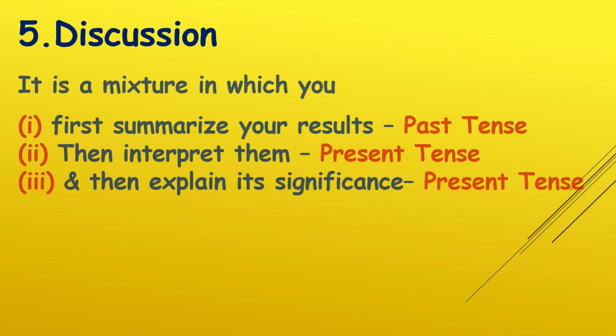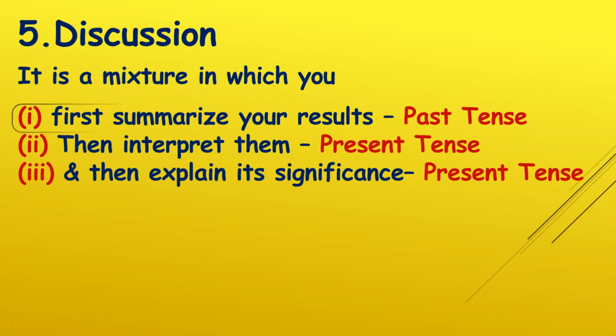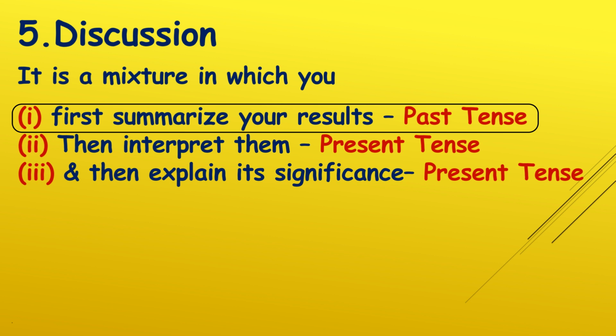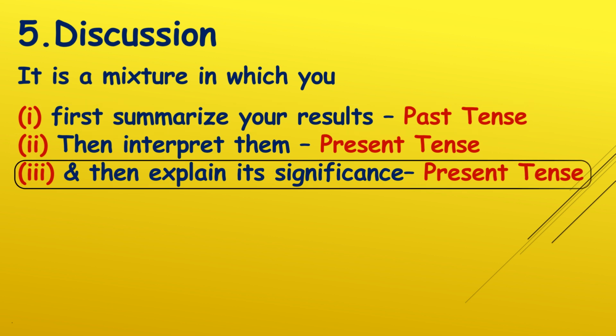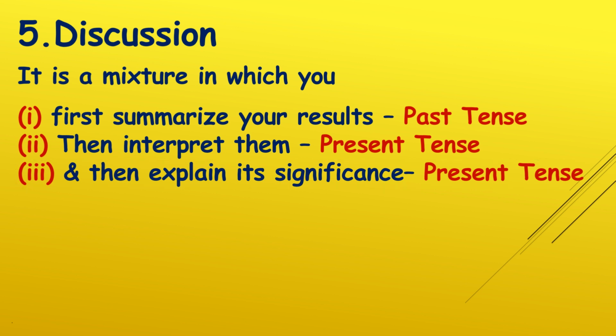First of all, in each discussion you have three major parts. It is a mixture in which you first summarize your results, then you interpret your results and then explain the significance of your results. Just because you obtained your results in the past, we summarize our results in the past. The interpretation we do in present tense and then explain its significance also in present tense.